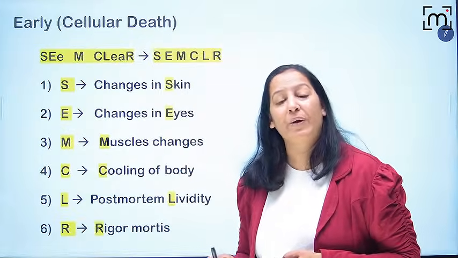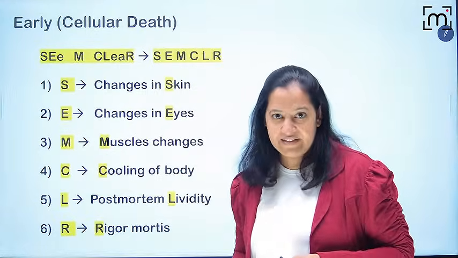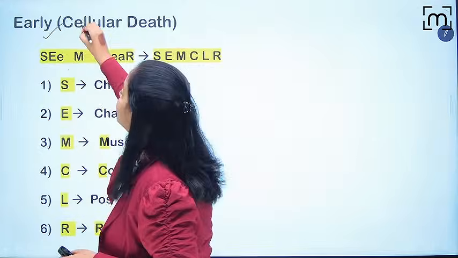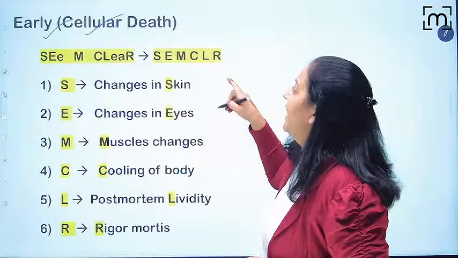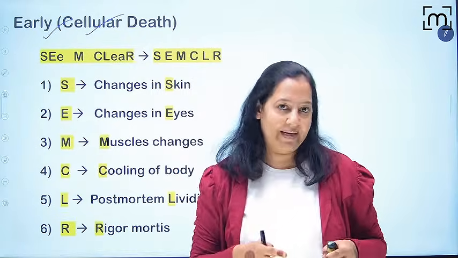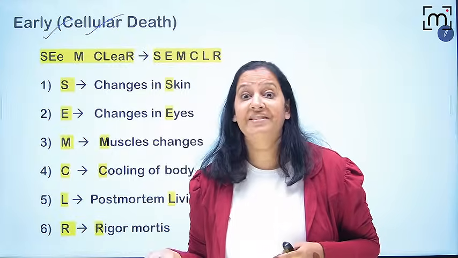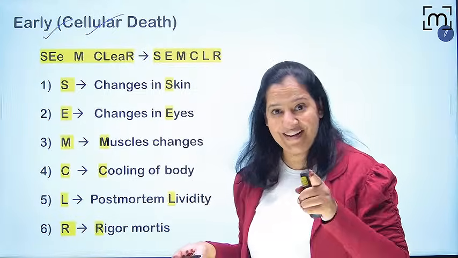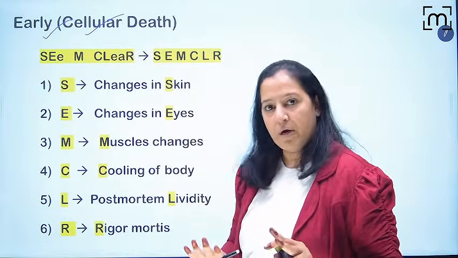Now we are going to early changes, the second category of postmortem changes. Early changes indicate cellular death. Immediate changes were indicating somatic death, and now early changes indicate cellular death. I will teach you what is somatic death, cellular death, molecular death in the next session, death and its causes. Do attend that also, it is very interesting. For now, you learn that.